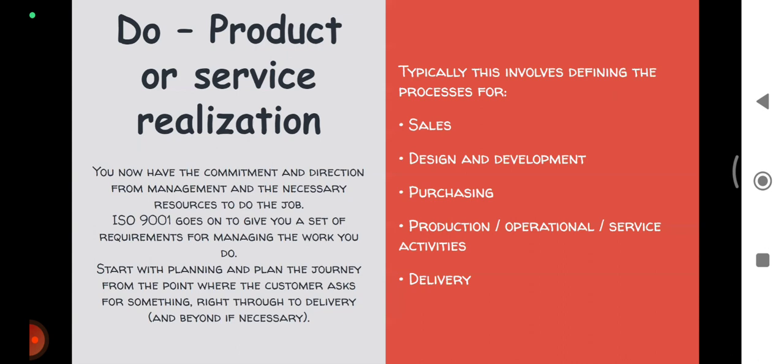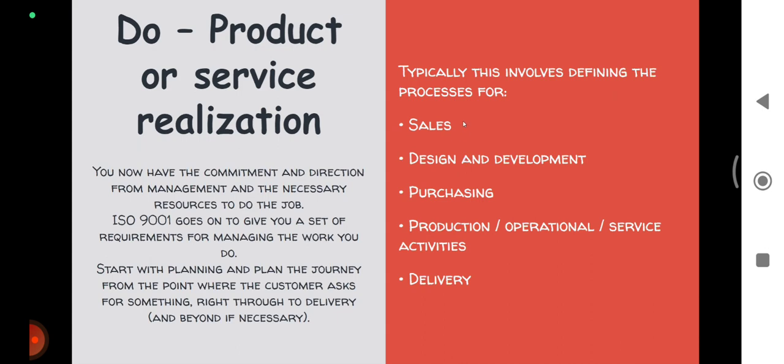So now what we need to do is start with planning, and then we plan the journey from the point where the customer asks for something right through to delivery and beyond if necessary. Typically, this is going to involve designing the process for your sales, for your design and development, for purchasing, production, and delivery. During the planning phase, we set objectives. This is what you want our process to be. This is what you want to achieve. Those were the plans. Now we have to implement them.